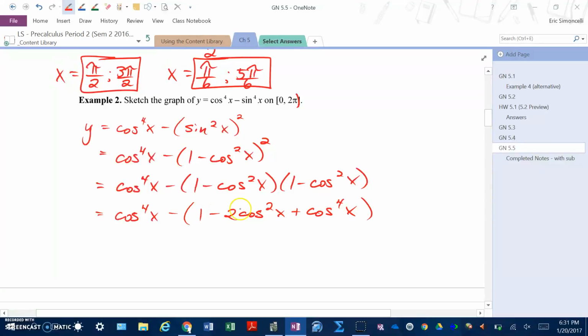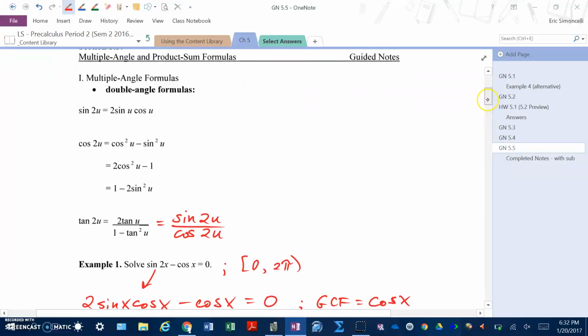Now I will have to distribute that negative, but I can foresee that when I do, my cosine to the fourths will subtract out, leaving me with the following. Distribute the negative, turning this into a negative 1. Distribute the negative, turning this into a positive 2. So it's actually 2 cosine squared minus 1. Which, if you remember back at the top of my notes, does in fact end up being a double angle for cosine of 2u. It's equal to, one version, 2 cosine squared minus 1.